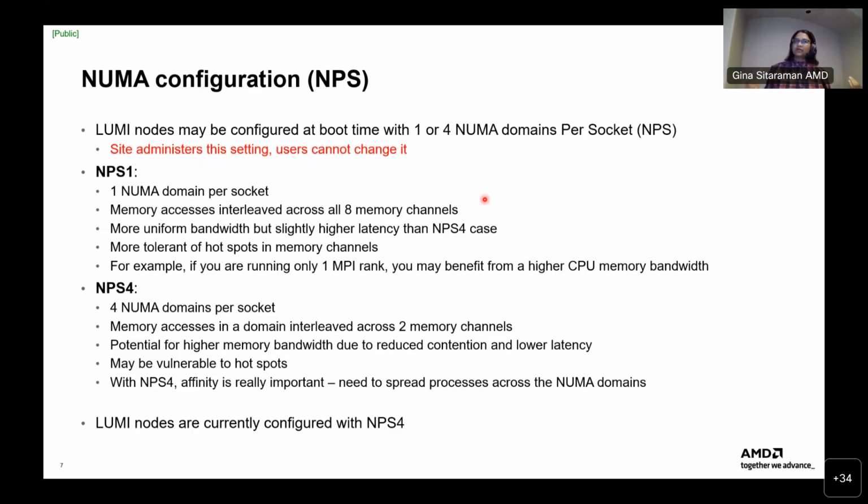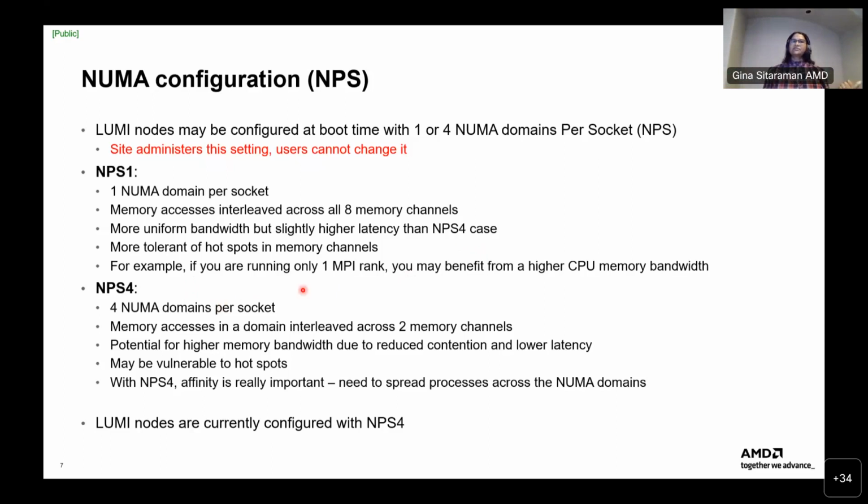It is more tolerant of hotspots as well. And there are benefits to using NPS 1 in some cases. For example, if you're just running one task, one MPI rank, you may benefit from a higher CPU memory bandwidth because now you're able to use all of the memory controllers for this one task and read data faster, right?